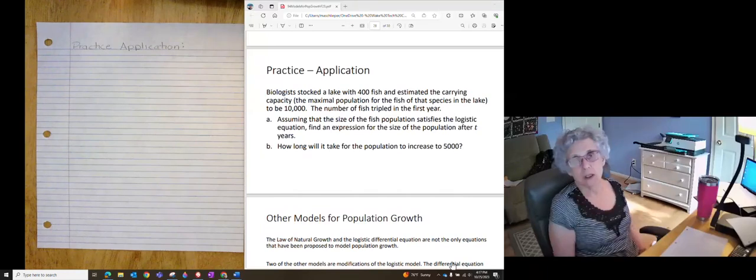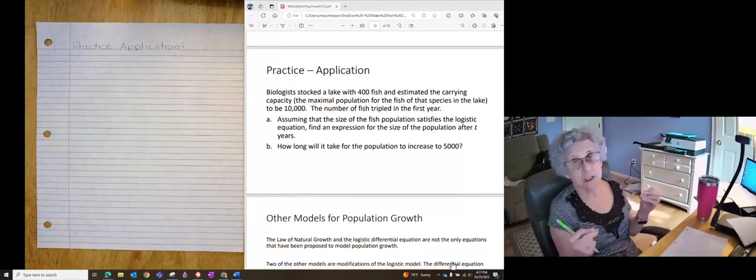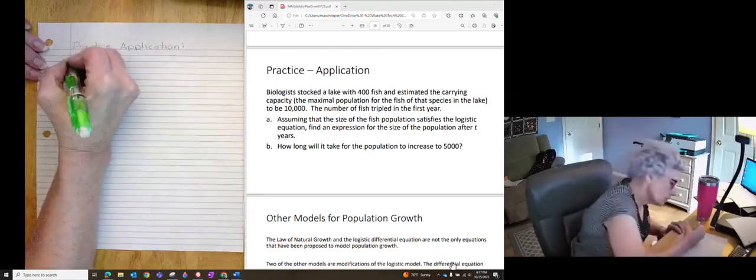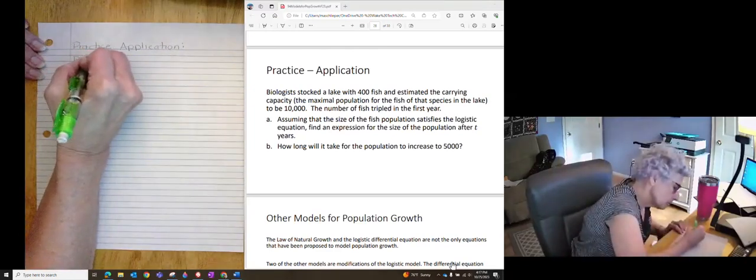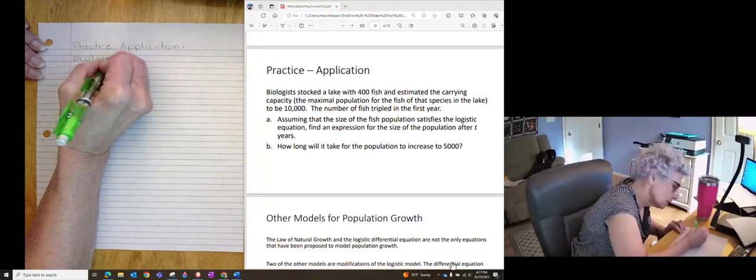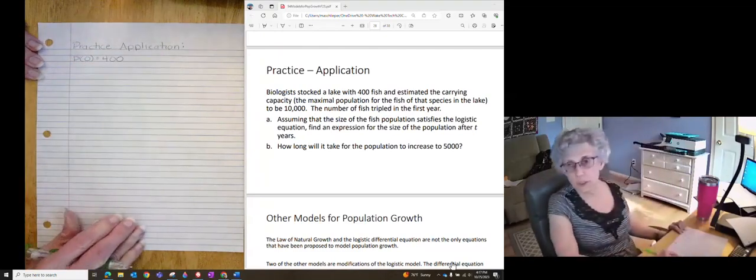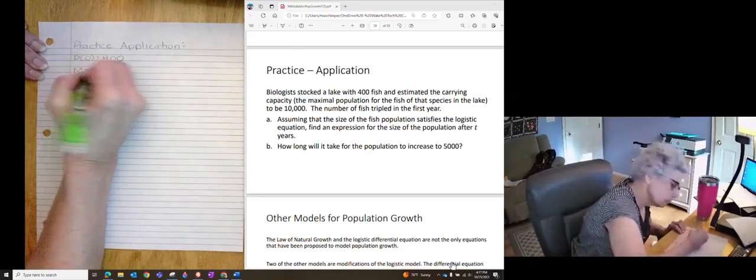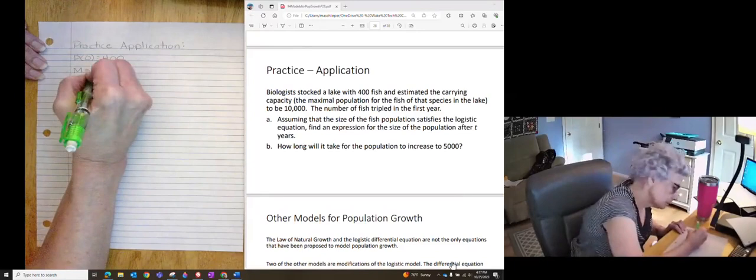A little bit different. We're not given that proportionality constant. We're going to have to figure it out from the fact that the number of fish tripled during the first year. So let's write down what we know. We know the initial population, P at time 0 is 400. I know the carrying capacity, 10,000.